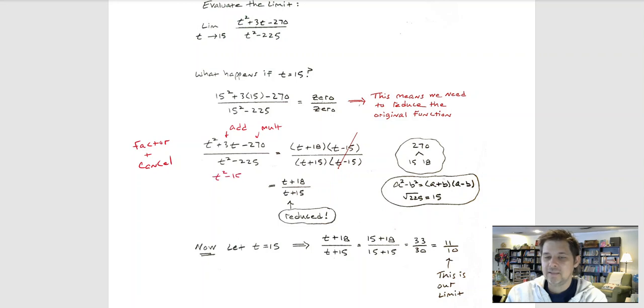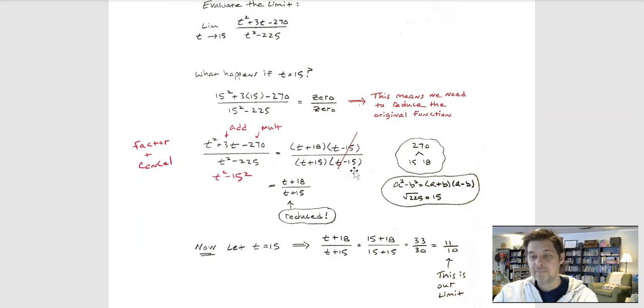So I see it like this. A squared minus b squared factors as a plus b times a minus b. So t squared minus 225, t squared minus 15 squared, will be t plus 15 times t minus 15. Okay, so I factored the top one way, according to one criteria, and the bottom another way. But they both factor.